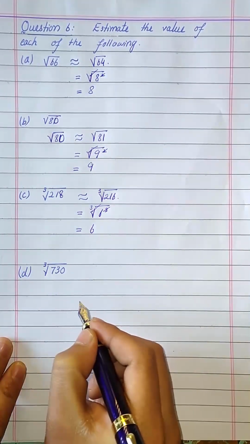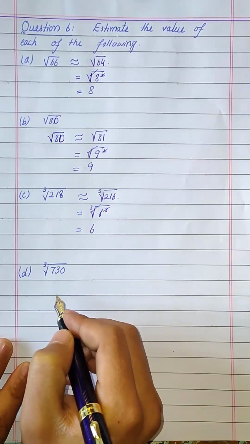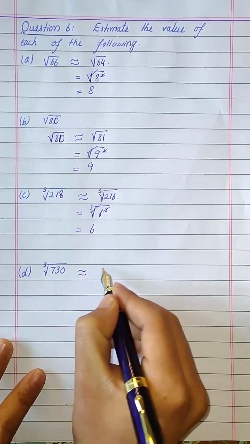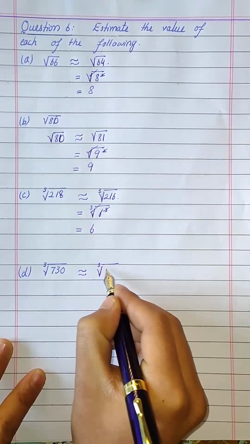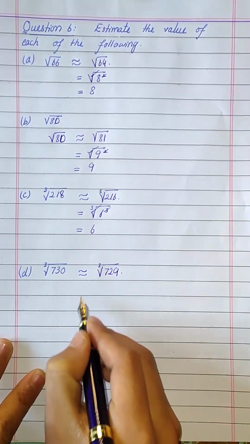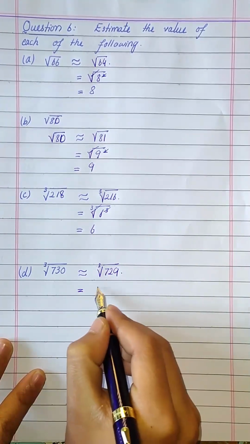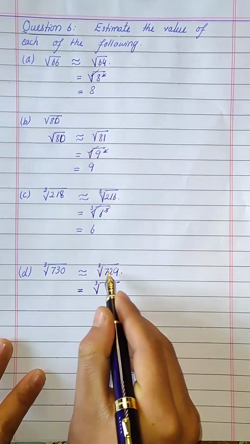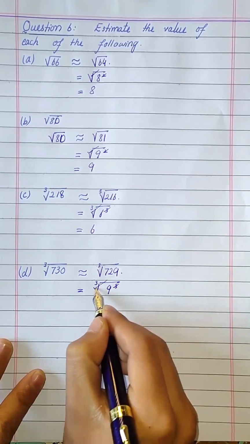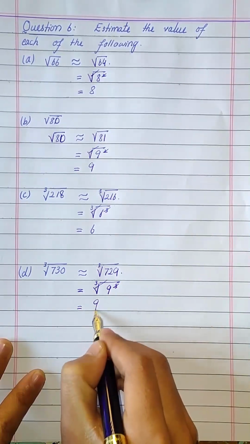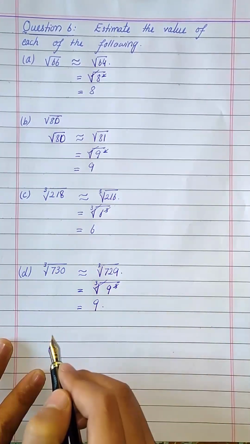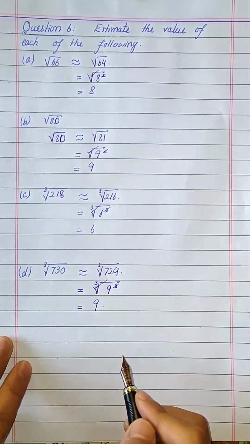And in part D we have the cube root of 730. So 730 is almost nearly equal to the cube root of 729, where 729 can be written as a whole cube of 9. So we can write the cube root of 729 as 9 raised to the power 3, where the cube will be cancelled out with the cube root and we will be left with 9. So 9 is the approximated value of the cube root of 730. These are our answers.